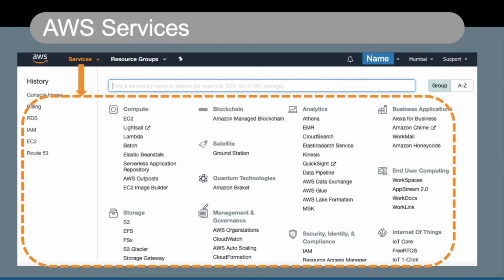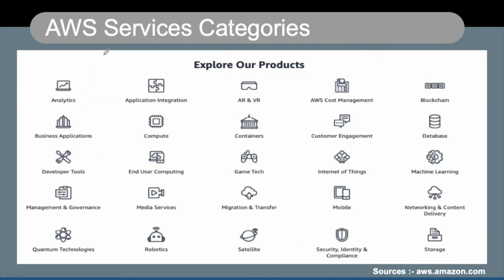In the last session we talked about how you can log in to the AWS console. Once you log in and click on Services, you see various service categories like compute, storage, security, identity and compliance, IoT, end user computing, business applications, analytics, and so on. You can categorize these services under groups, or simply list them from A to Z. It also shows you the recent services you have used in your AWS account. These are the various service categories we have.